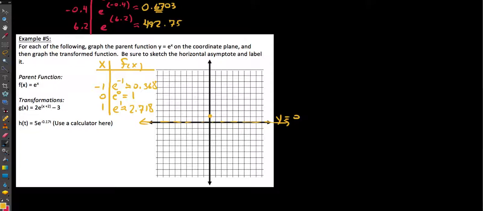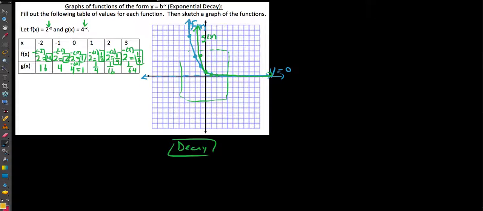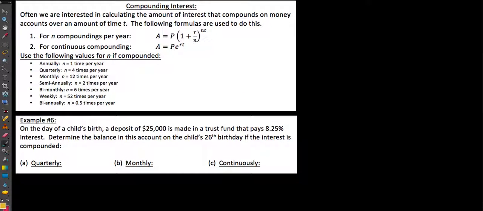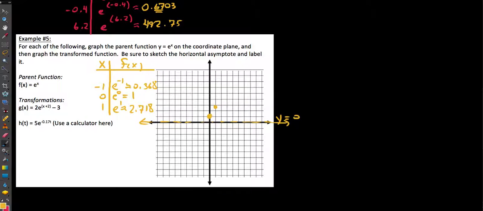It still goes through 0, 1. It still goes through 1 comma whatever the base was, just like we said here, and then -1 comma the reciprocal of that base. And so in this particular instance, the reciprocal of 2.718 is about 0.368. So we're right here. All we want to know is that this graph kind of goes up and through here.